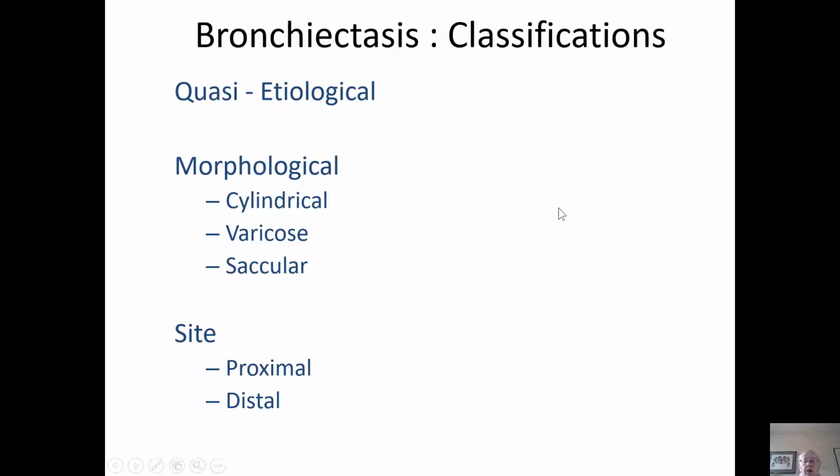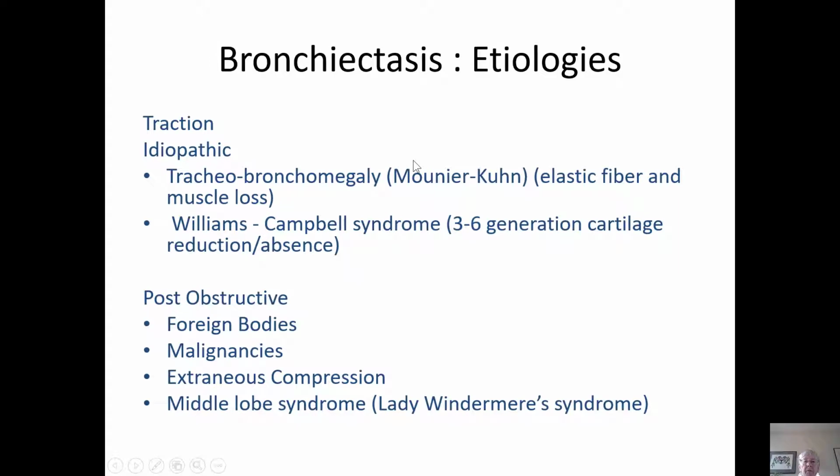Here are possible classifications. There's a morphological classification of cylindrical, varicose, and saccular, which roughly corresponds to severity. You can classify it as to site, proximal, or distal. That doesn't really help you very much in identifying the etiology of the bronchiectasis. Or you can address it in a quasi-etiological fashion, and that's the fashion I've chosen to illustrate to you today. So, traction, idiopathic, and post-obstructive. Let's start with those three.